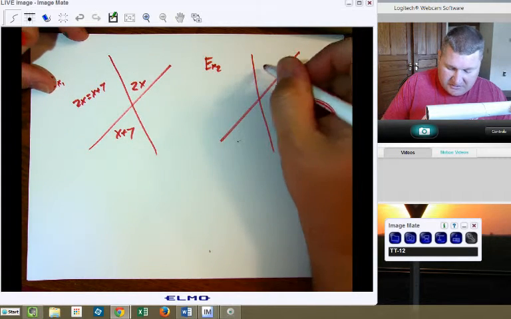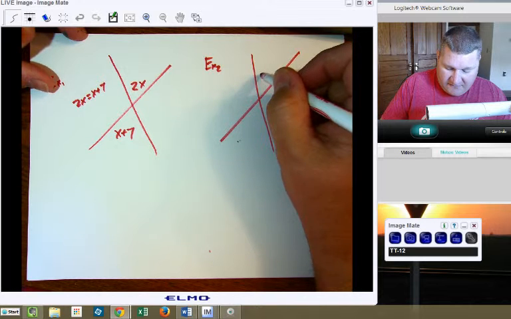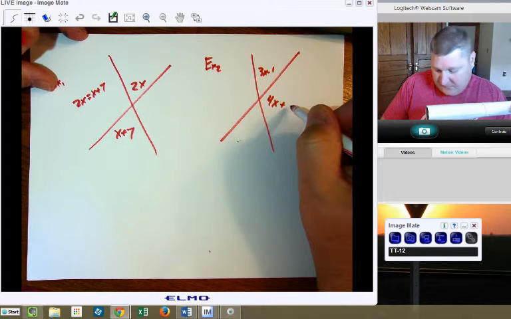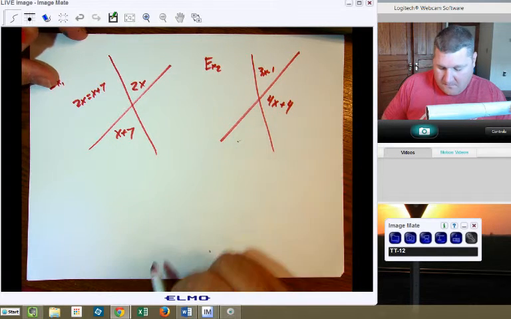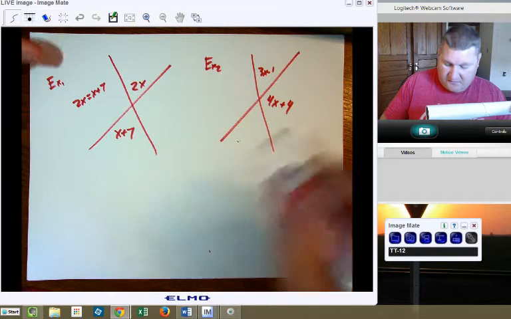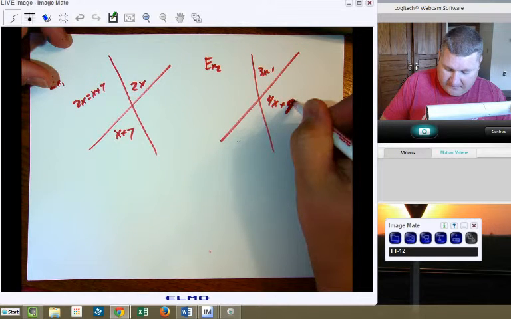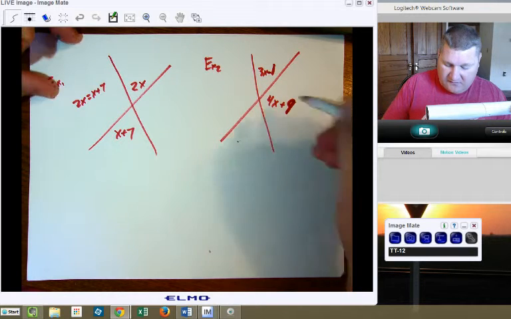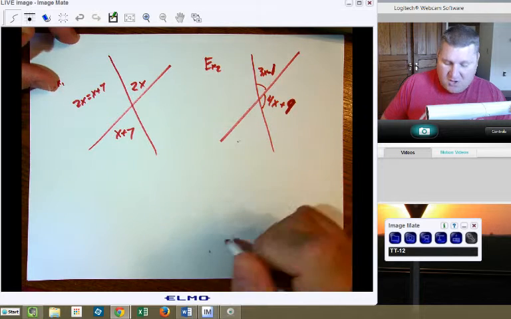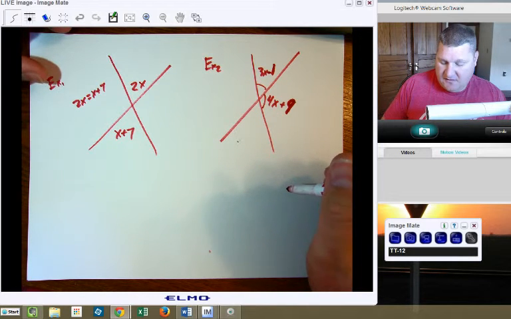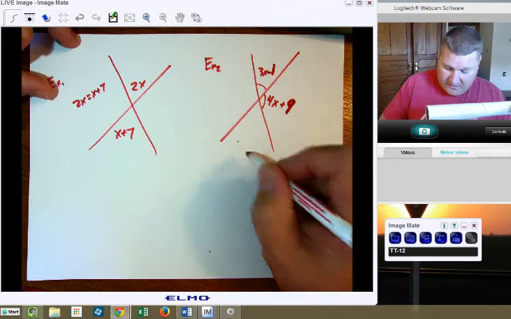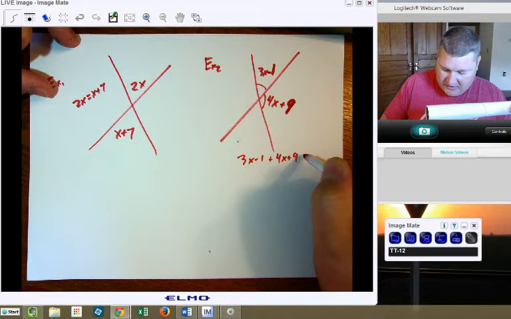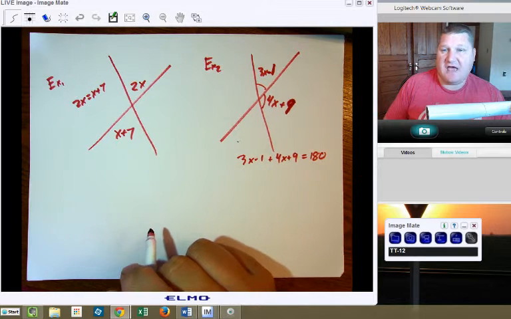On the other hand, let's look at example number 2. I have these two lines. And I have, this is 3x minus 1, and this is 4x plus 9. All right. And these two angles, this one plus this one, are a linear pair, making it therefore 180 degrees. So I would set up 3x minus 1 plus 4x plus 9 equals 180 and begin to solve that.